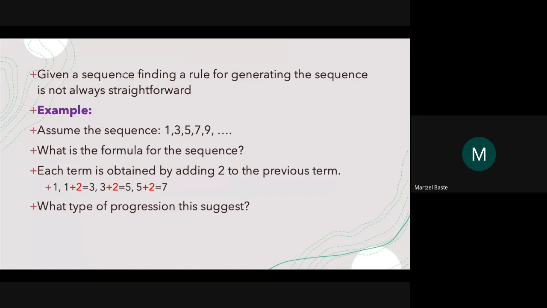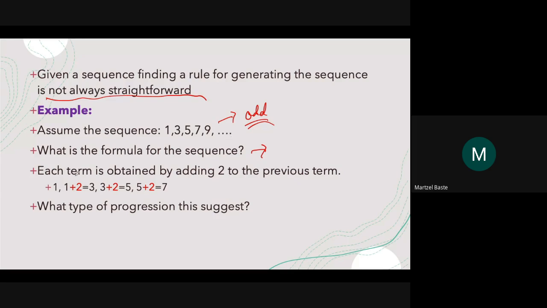So given a sequence, finding a rule for generating the sequence is, as I've said, mathematically not always straightforward. Let's say we have this example: 1, 3, 5, 7, 9. So how will you describe this one? Obviously, these are all odd numbers, right? So all odd numbers, probably to infinity. But what is the formula for this sequence? Ano yung formula ng kanyang number sequence?